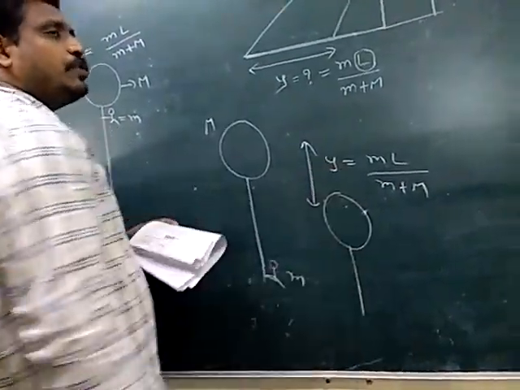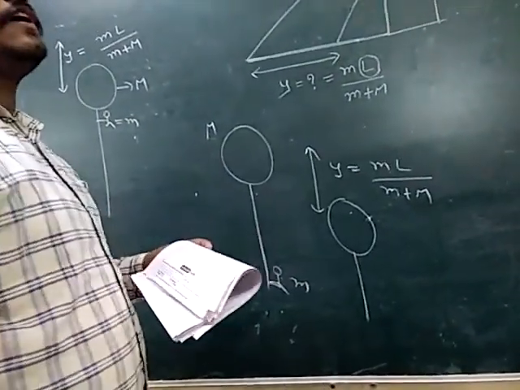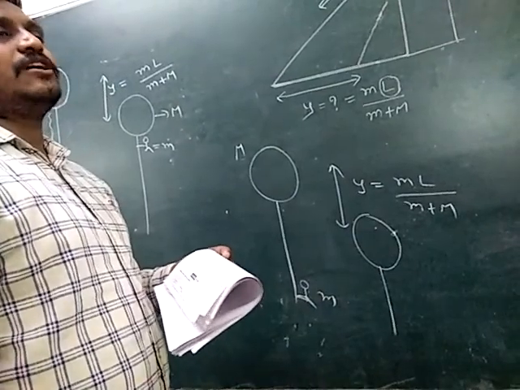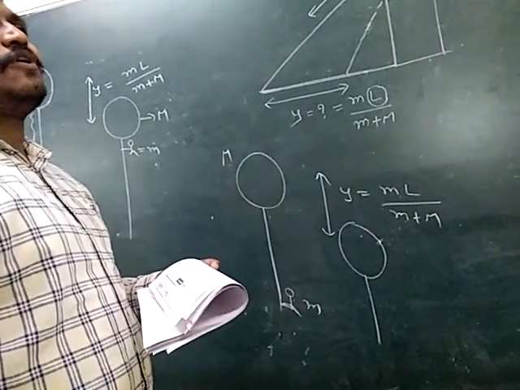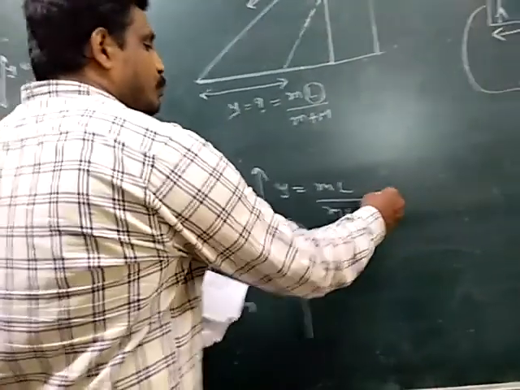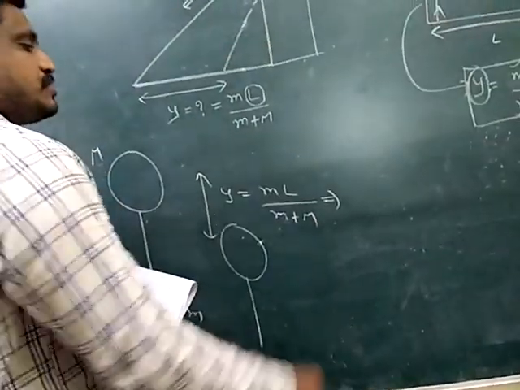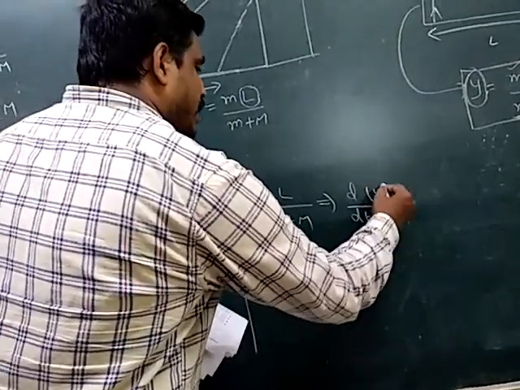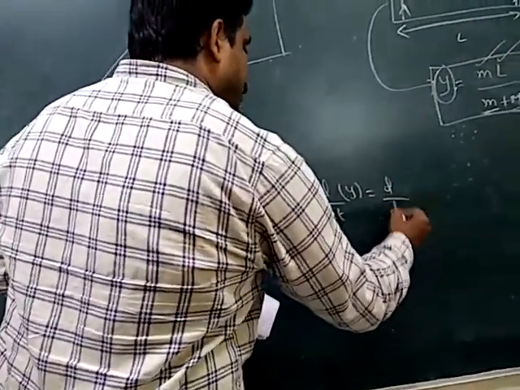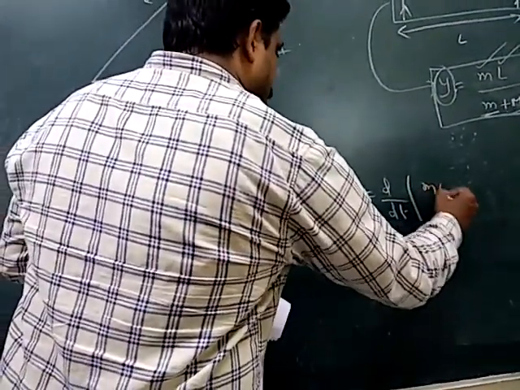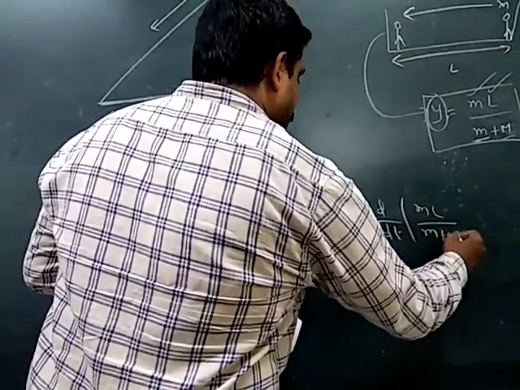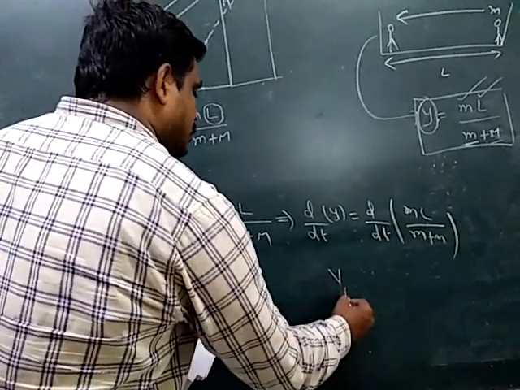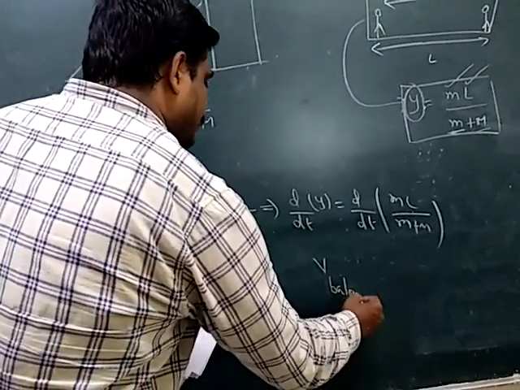Here we know the distance, but the question asks for velocity. We know that displacement by time is called velocity. That means on both sides I apply differentiation with respect to time. d by dt of y equals d by dt of m L by m plus M. Here displacement by time is called velocity. This is the velocity of the balloon.